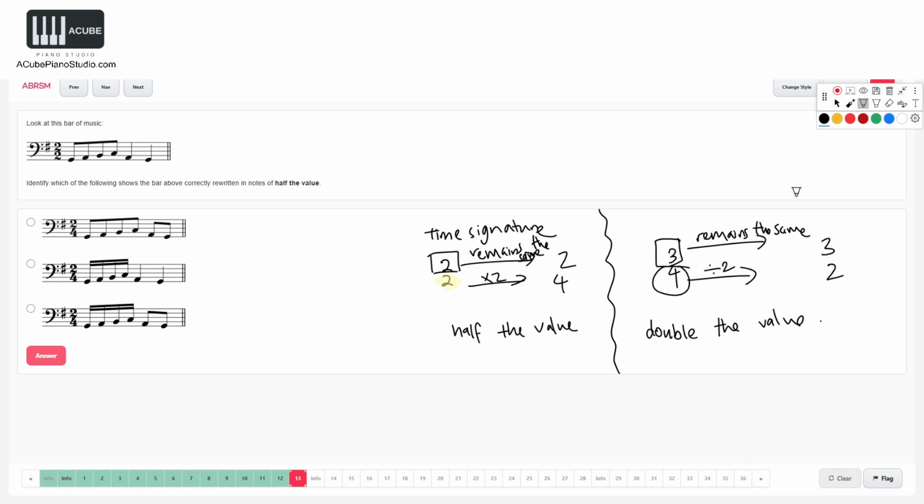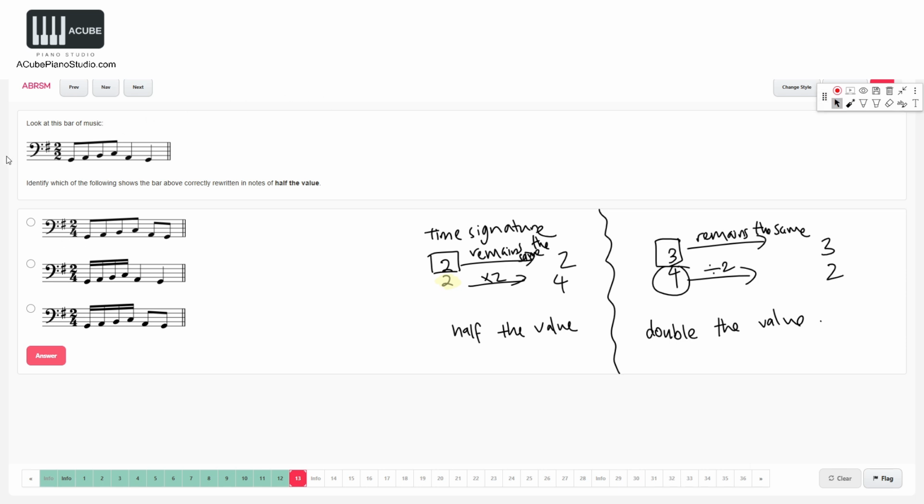But anyway, for this question here, it is not double the value, it is half the value. So we'll make use of this. The top number remains the same, so on top it should be 2. The bottom, you need to multiply by 2. So 2 times 2 is 4. All of them have the same time signature, so if you're taking your exam, ignore checking the time signature because they're all the same. So it must be 2 4 time.